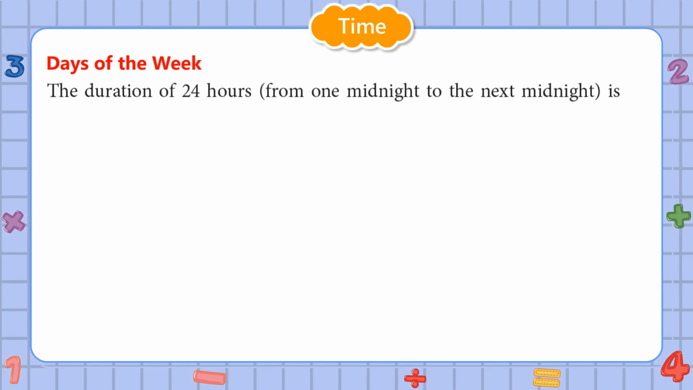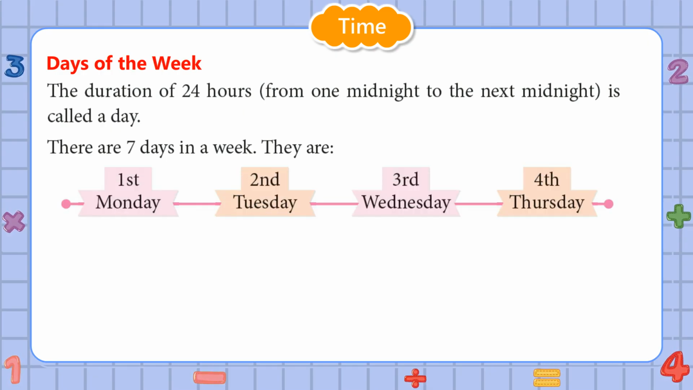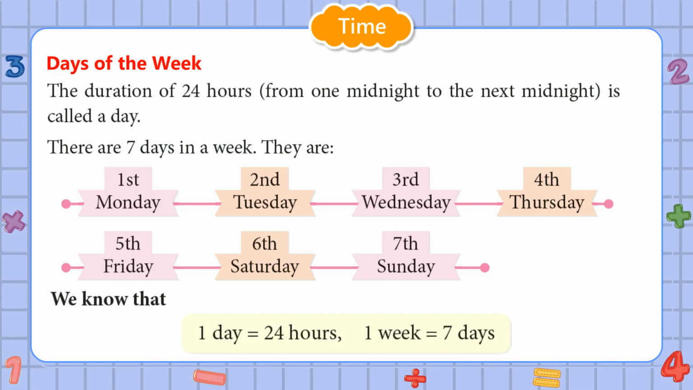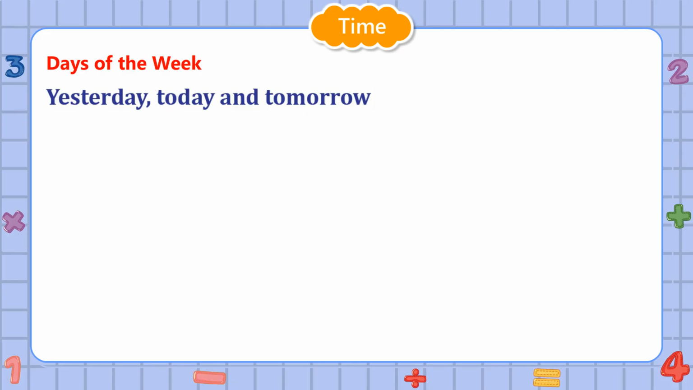Days of the week. The duration of 24 hours from one midnight to the next midnight is called a day. There are 7 days in a week. They are: first, Monday; second, Tuesday; third, Wednesday; fourth, Thursday; fifth, Friday; sixth, Saturday; seventh, Sunday. We know that one day is equal to 24 hours. 1 week is equal to 7 days.